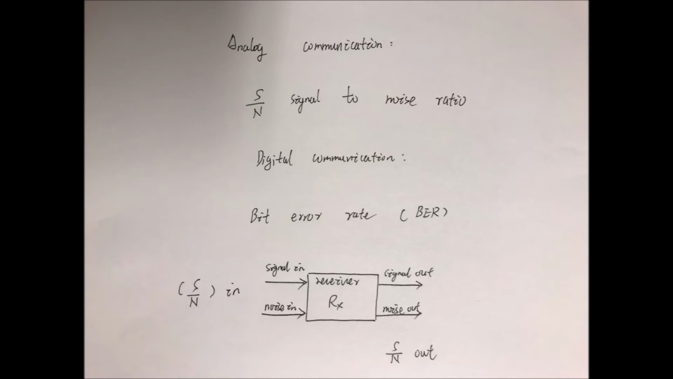For digital, we don't talk about signal to noise ratio anymore, because my message will be coded and sent through a channel as bit 1, bit 0. So for digital communication, we care about BER, bit error rate. Lower bit error rate means your system is better. Higher bit error rate means your system is worse.